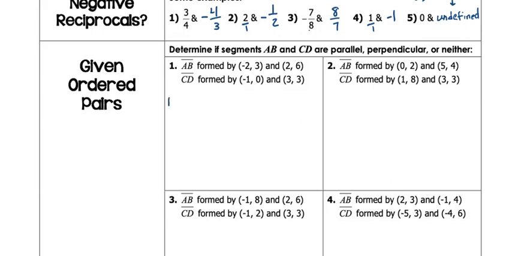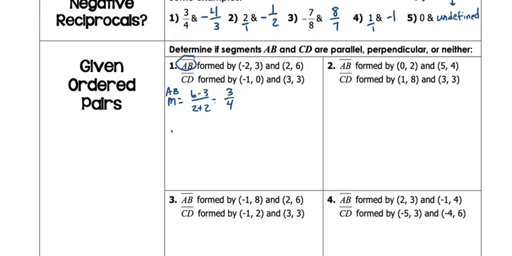Remember, we're just using our slope formula. So m equals... AB I'm going to do first. My slope is 6 minus 3 over 2 minus negative 2, so that's like adding. This would then be 3 over 4. So I know what my slope is for AB.